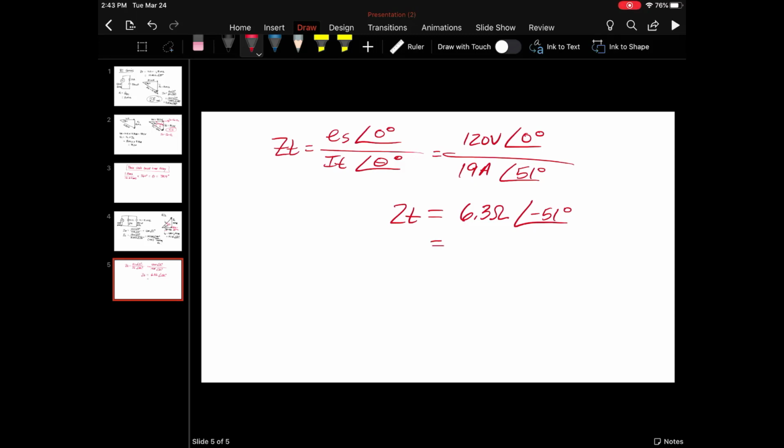We could come up with a rectangular value by changing our representation to rectangular. Just a sec here, guys. 120 divided by 6.3.